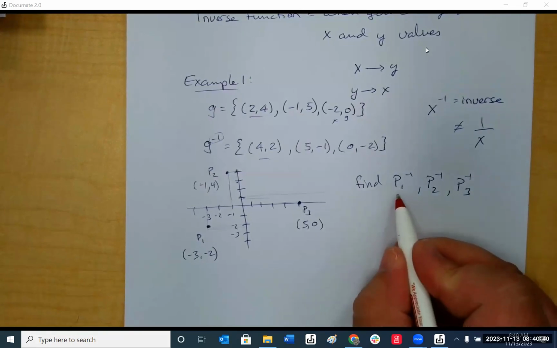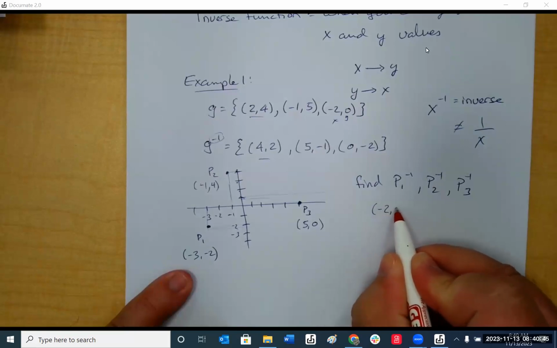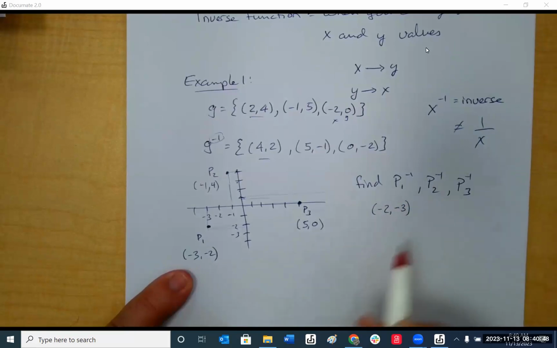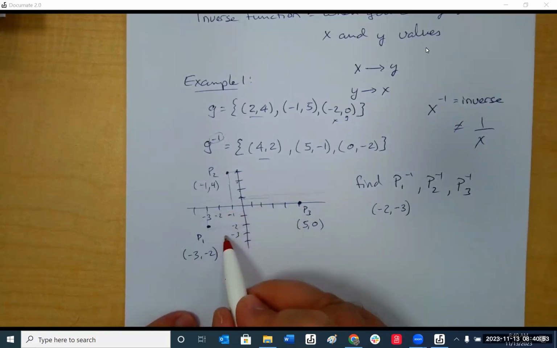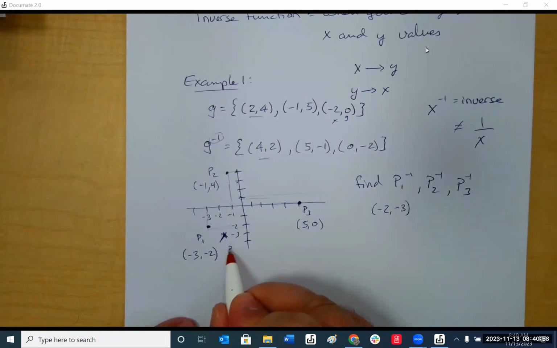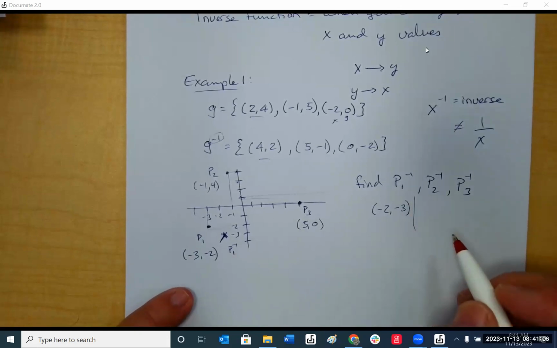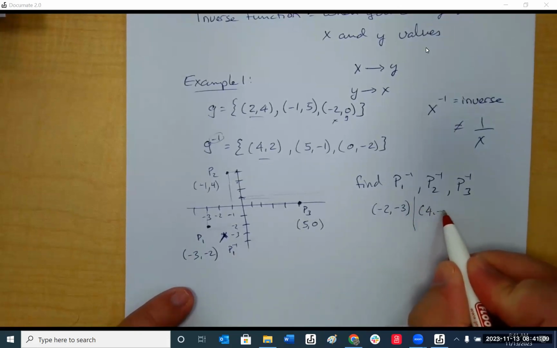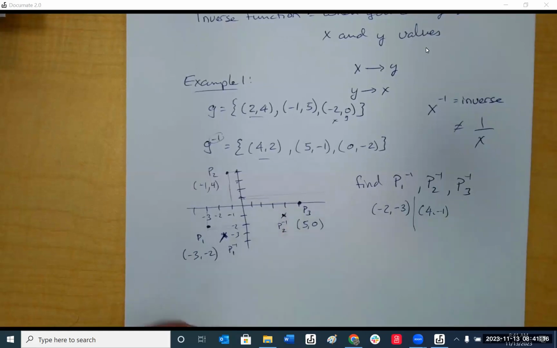So what's the inverse of point 1? (-2, -3). It's this point here. How about point 2? So it's at (4, -1). And how about point 3?